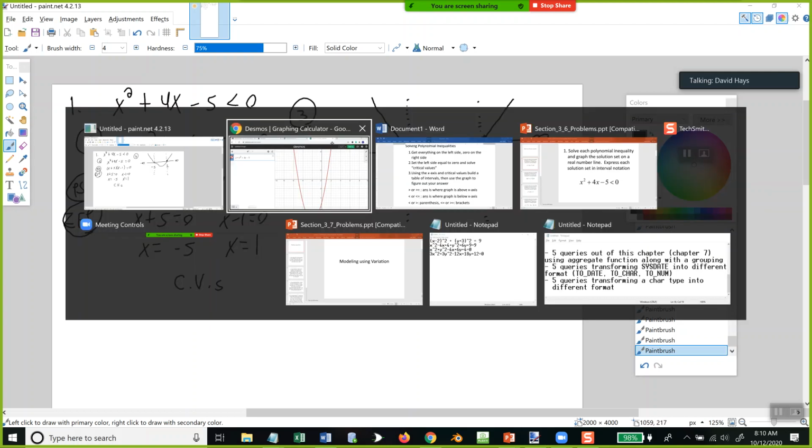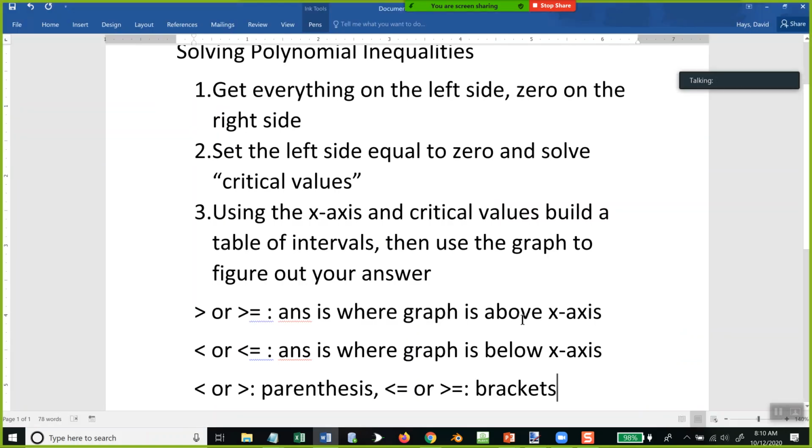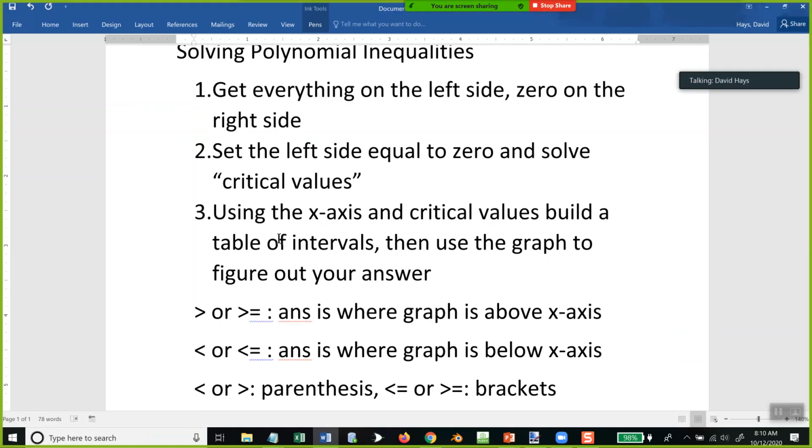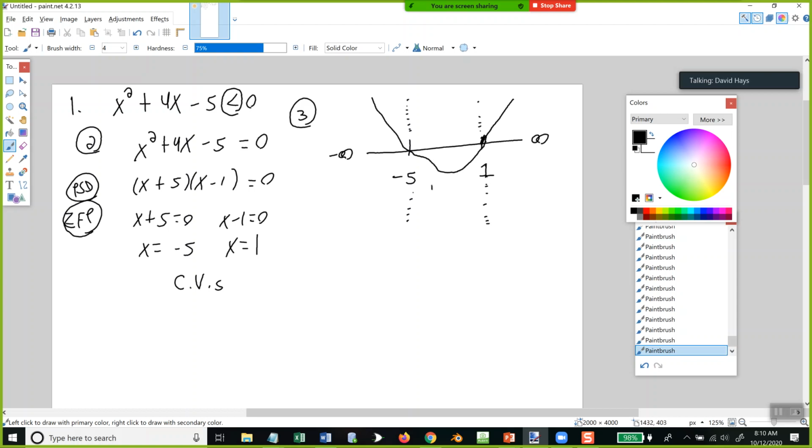All we're trying to identify is above or below the x-axis. Now our problem here was a less than. So that less than there tells us that our answer is where the graph is below the x-axis. Well, it's below the x-axis in this interval right here. Now, if it's below in part of the interval, it's below in all of the interval. So you don't have to sit there and question that, even though it's pretty obvious that's all below. So our answer is going to be negative 5 to positive 1.